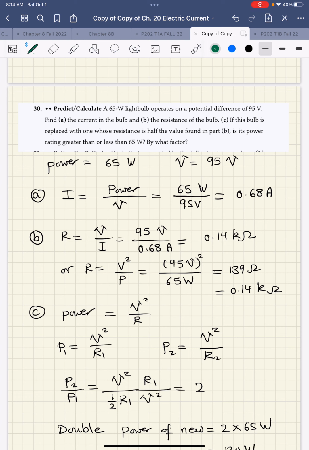If this bulb is replaced with one whose resistance is half the value found in part B, is its power rating greater than or less than 65 watts, and by what factor?